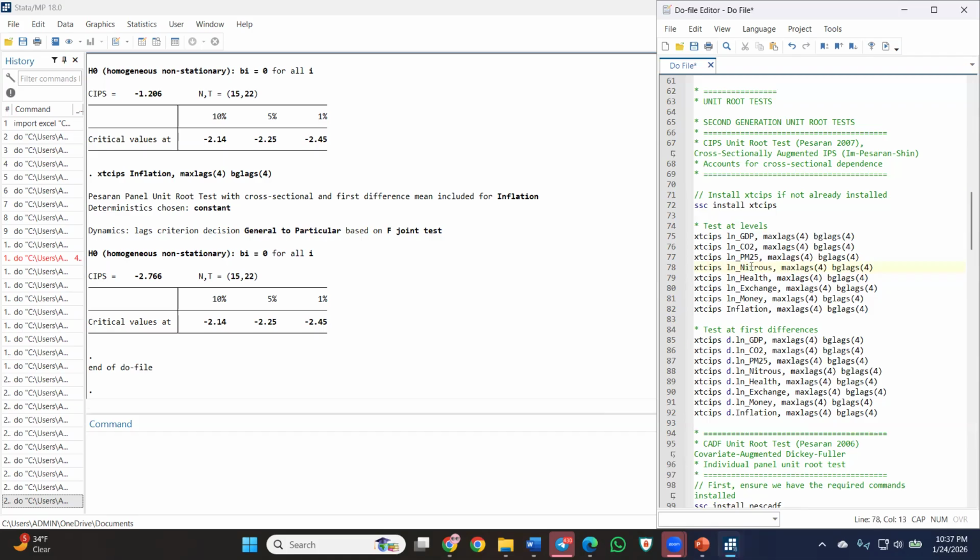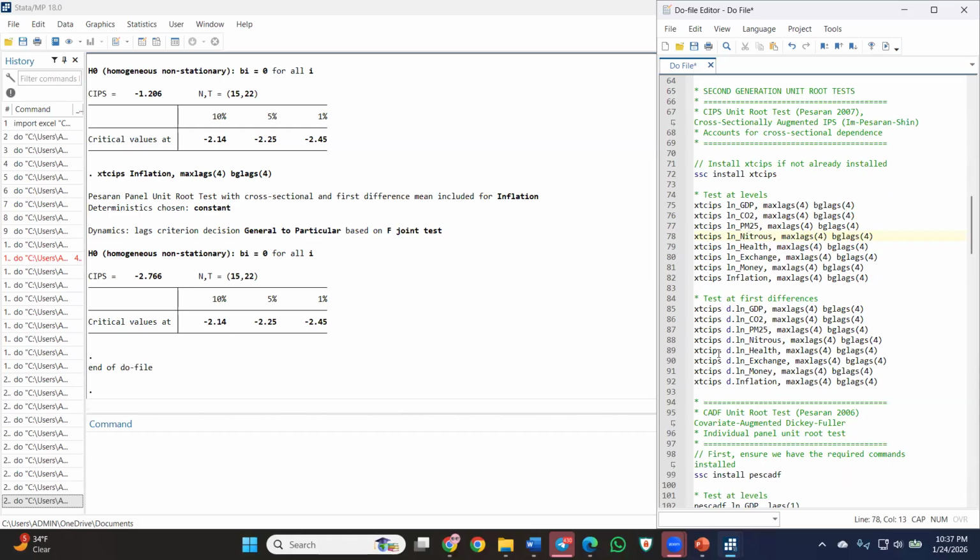So I was saying that for the first difference unit root testing, you can generate the difference variable using gen d dot the variable. Then you create those variables before you find the unit root on the generated variables. Or you can use this simple method by using d dot the variable like this one. So you can see that for the first difference, you have d dot in front.